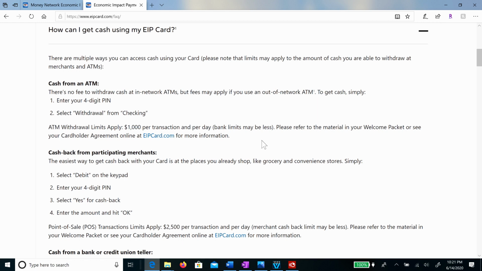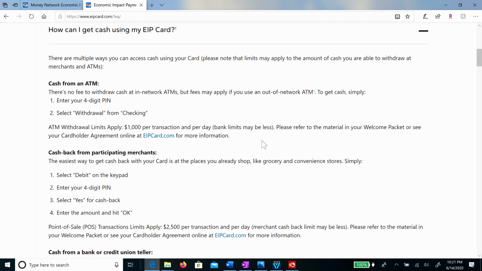So after you put the card in, enter your 4-digit PIN, and go to checking and then select withdraw from that. There is a limit of $1,000 per transaction and per day. Your bank limits may be less, but in general, I think that's pretty much what the amount is.